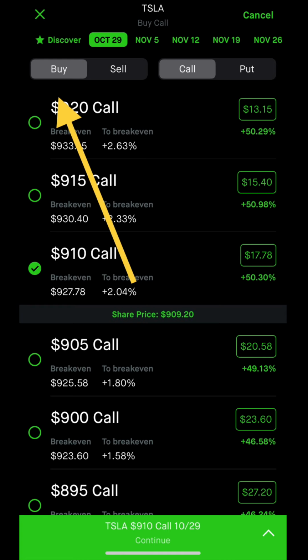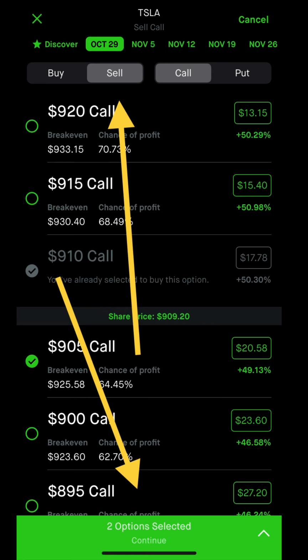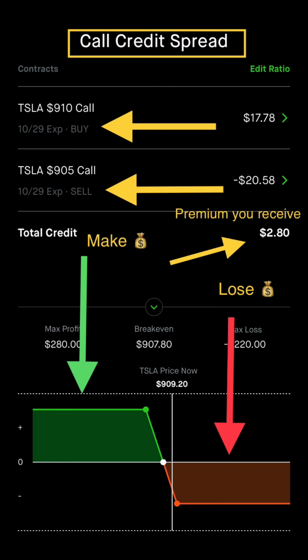So in this example, our first option that we're going to do is we're going to buy the 910 call. Our second option that we're going to do is we're going to sell the 905 call. And I want you to look at that arrow that tells us we got two options selected at the bottom, and we can hit that little arrow and see what we got as far as a roll up and a little picture graph of what we have. And so when you pull it up, we get this, okay? This is our call credit spread.